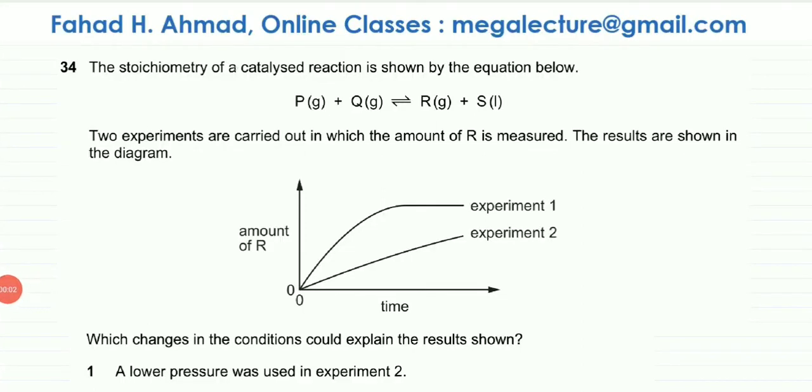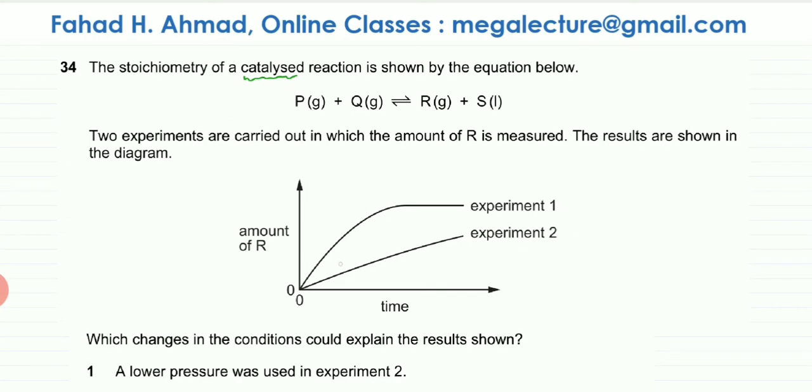The following question reads that the stoichiometry of a catalyzed reaction is shown by the equation below. So it's a reversible reaction and it's a catalyzed reaction. So let's underline this, that there is a catalyst added. Two experiments are carried out in which the amount of R is measured. R is one of the products. The results are shown in the diagram.